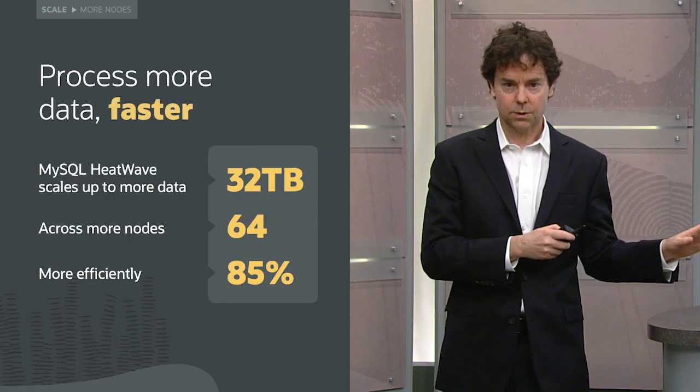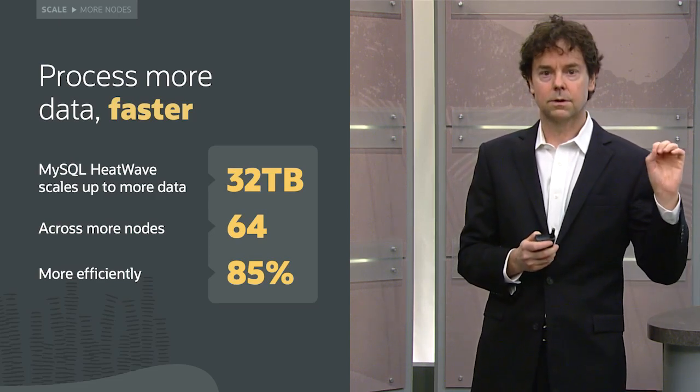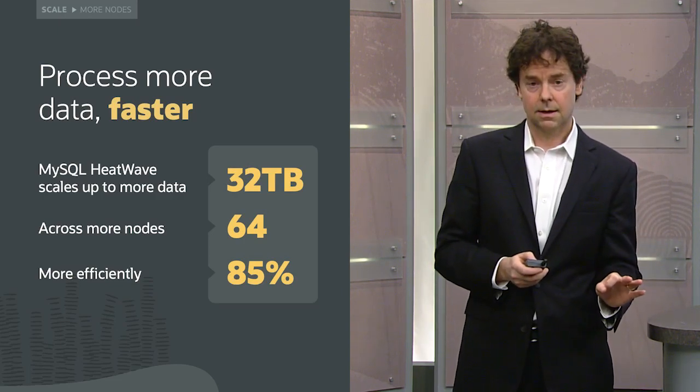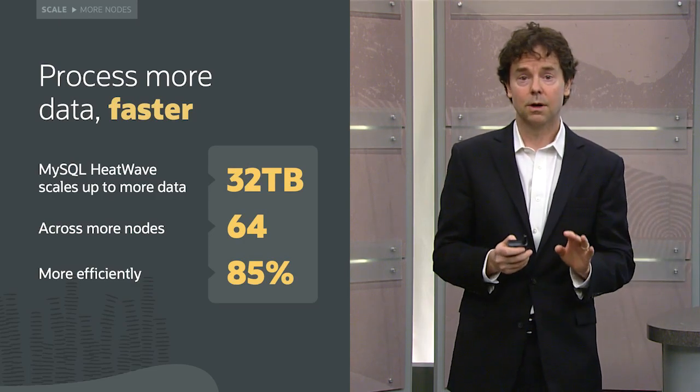MySQL HeatWave can now process more data faster. When we first launched MySQL HeatWave, we could process up to 12 terabytes of data using a total of 24 nodes. Now we can process 32 terabytes of data using 64 nodes. And even more, we can do this much more efficiently. If you've used any kind of cluster database before, or any kind of clustered server product, you know that one very important characteristic of a clustering technology is scalability.